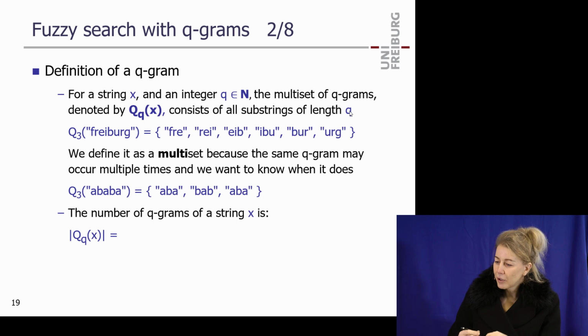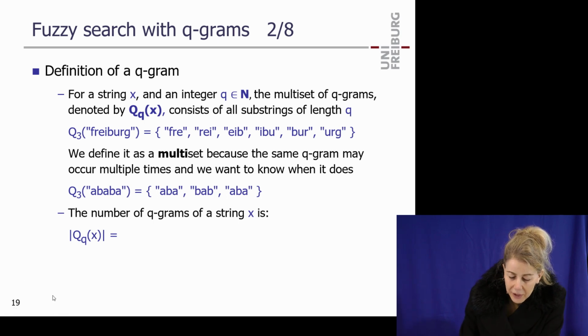What is it? Length minus q plus 1. I think that's correct, yes? So it's the length of the string minus q plus 1.